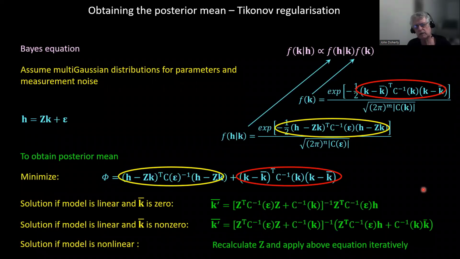And if my model's nonlinear, then I don't just apply that equation once, I apply it many times. So I start off by calculating an improved parameter set, recalculate the Jacobian matrix, that's the Z matrix, improve it again, recalculate the Jacobian matrix, improve it again, until there are no more changes, then I've got an estimate of my posterior parameter mean. That's model calibration. We talked about that last time.